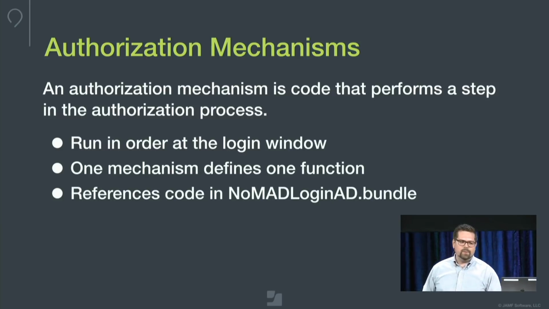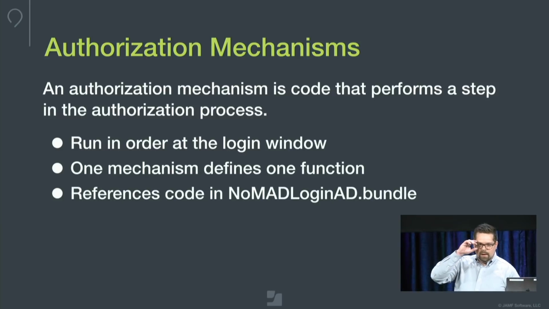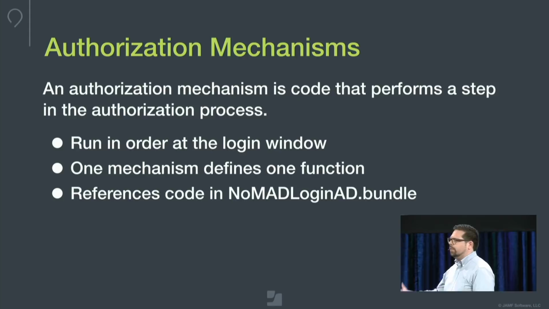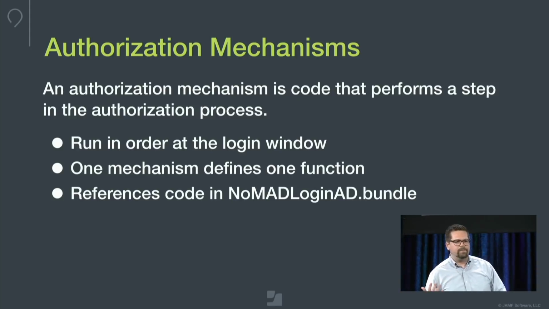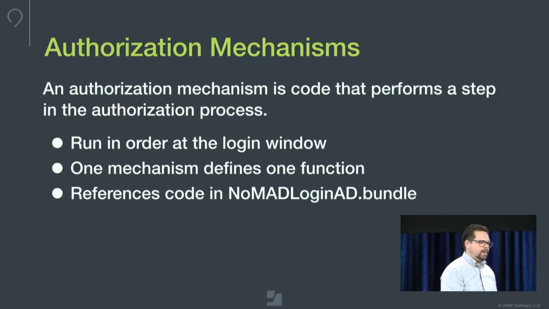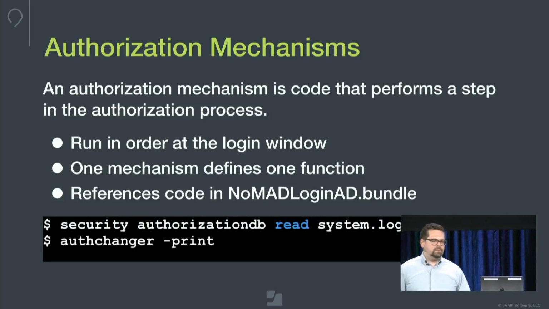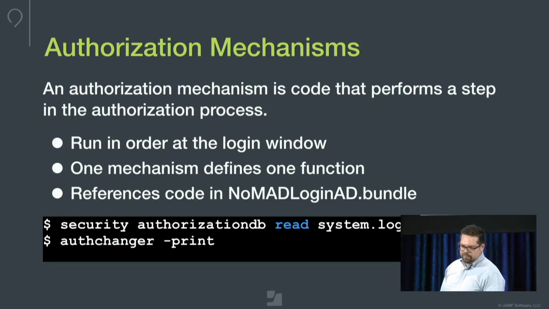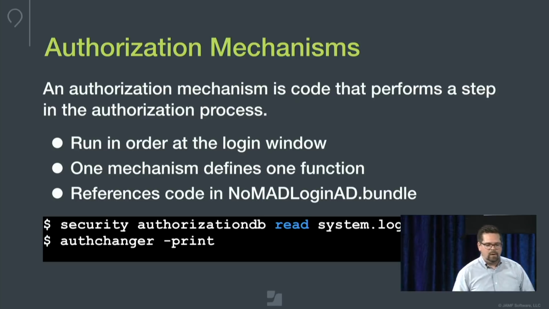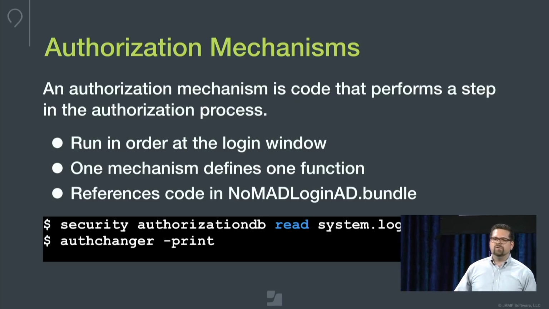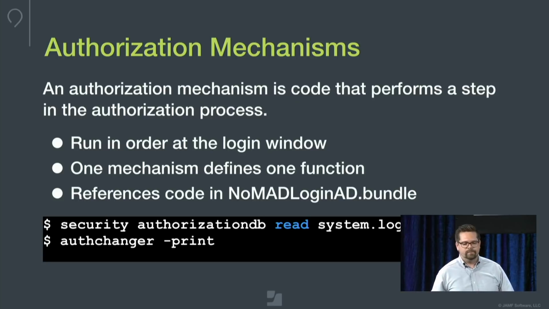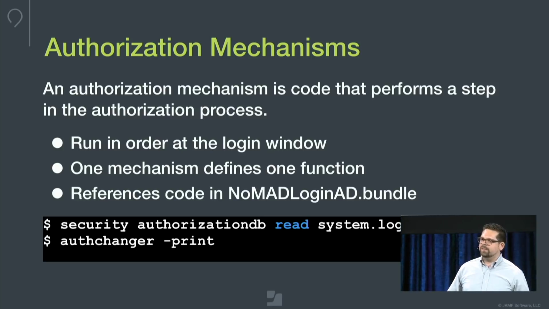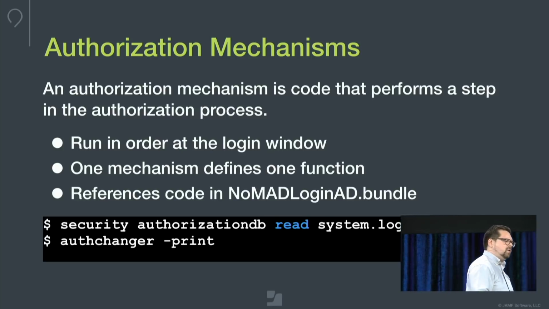They run in order at the login window. They're actually sequential. One mechanism defines one function. And in the case of NoMAD Login, all the code for these mechanisms is in that bundle that is installed through the package. There are two easy ways to view what your current mechanisms are. You can use a security command to read the authorization database, or you can use AuthChanger, that utility baked into the installation package. Security is great, but AuthChanger does all that work for you without having to mess with anything else. So really, I recommend using AuthChanger when you can.